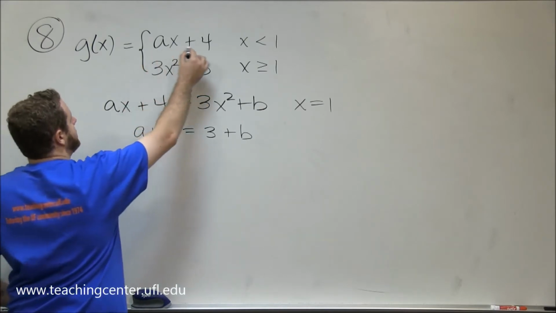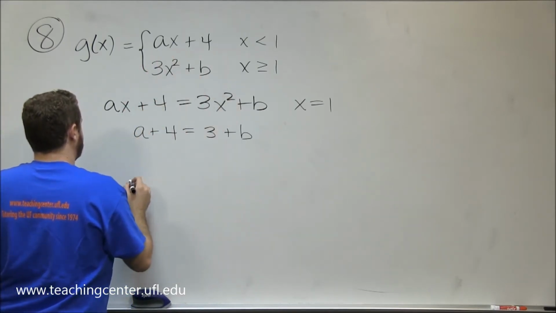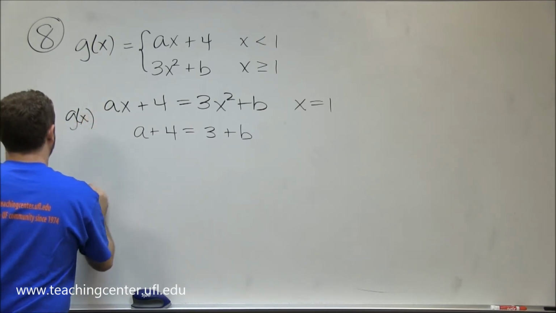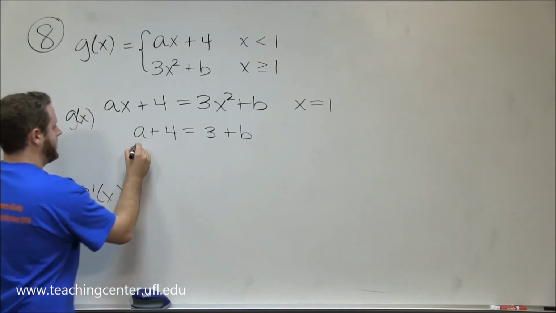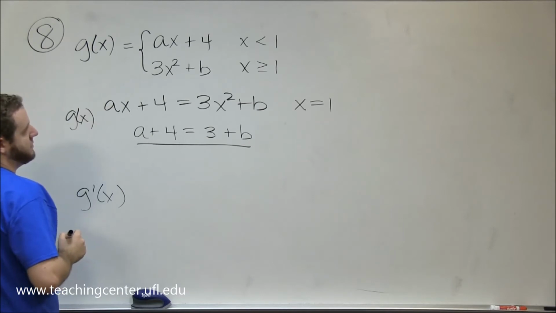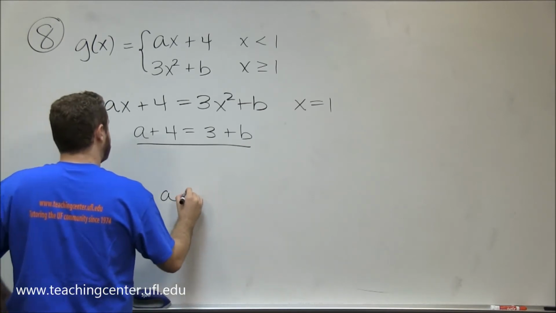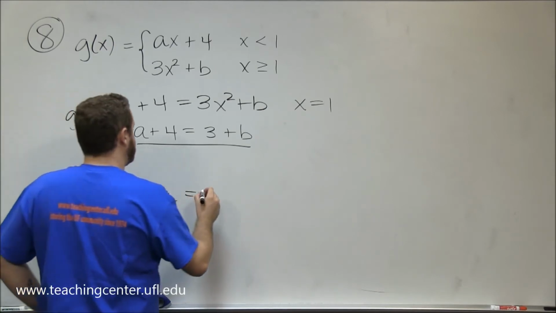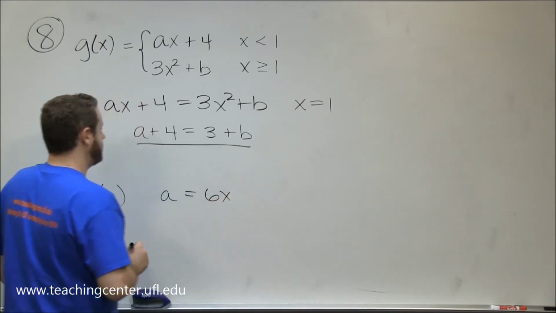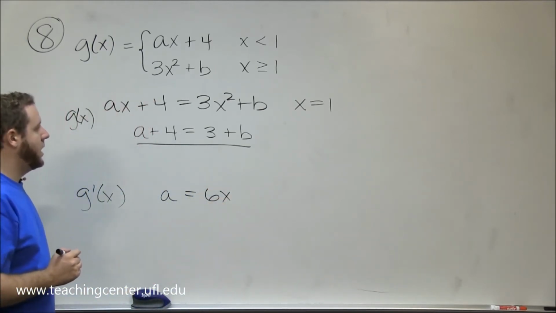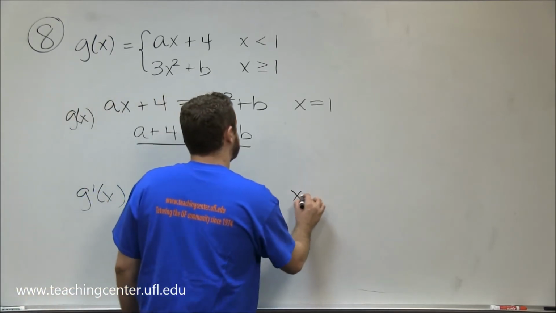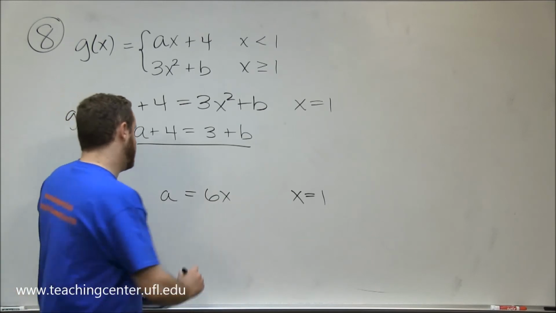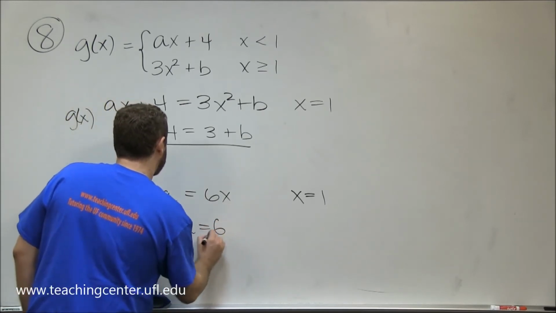So the derivative of ax plus 4, so this is for g of x, now for g prime of x. Our derivative of ax plus 4 is a, and our derivative of 3x squared plus b would be 6x. Again, though, we know this is the case, or we want this to be true when x is equal to 1. So if we plug that in here, we get simply that a is equal to 6.